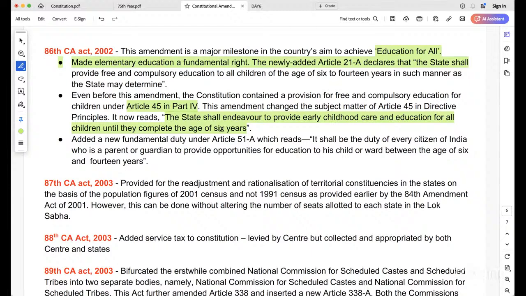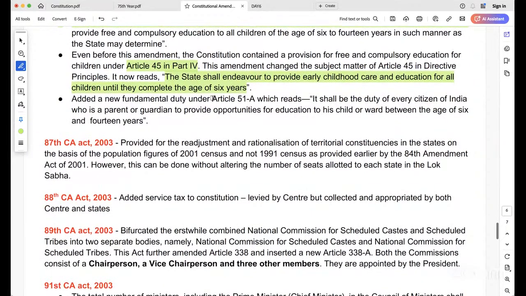Now what they did, they changed it into early childhood care. Then in 51A, which is fundamental duty, they added: it shall be the duty of every citizen of India who is a parent or a guardian to provide opportunities for education to his child or ward between the age of 6 and 14 years. It is a fundamental right which you can get, and it is the duty of the parent or the guardian to send the child for education. This is how these three things are interlinked.